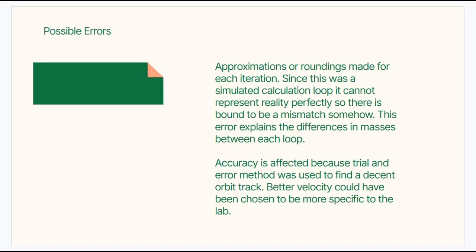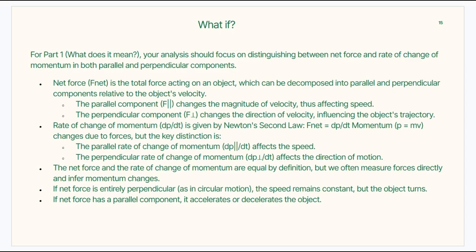Some possible errors in this are approximations or rounding errors made for each iteration. Since it was a simulated calculation loop, it can't represent reality perfectly, so there's bound to be a mismatch in some way. This error could explain the differences in masses between each loop. The accuracy was also affected because the trial and error method was used to find a decent orbit track. Obviously there's some better velocity that's much more lab specific.